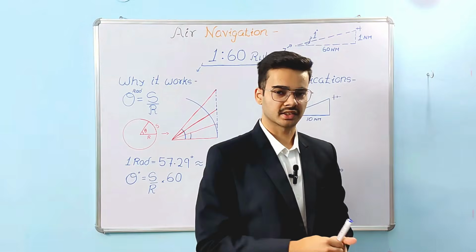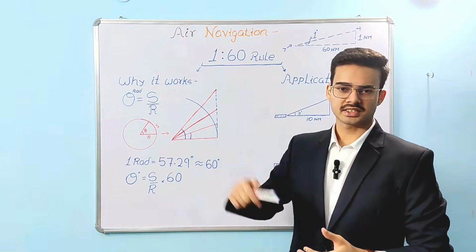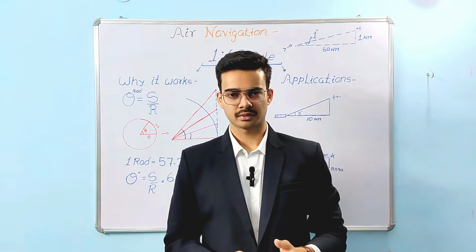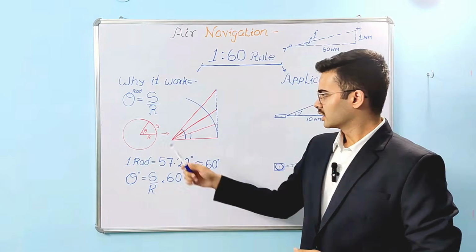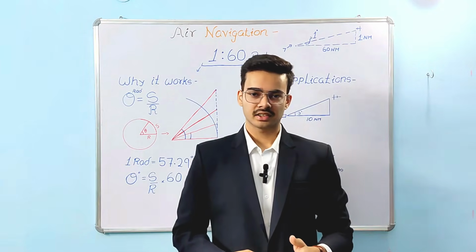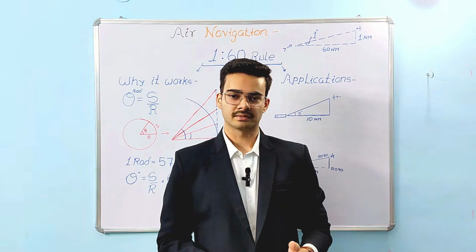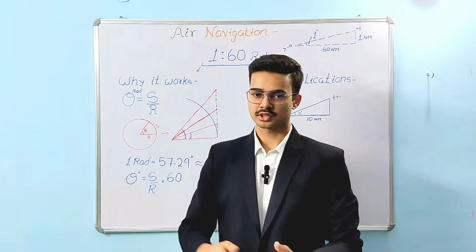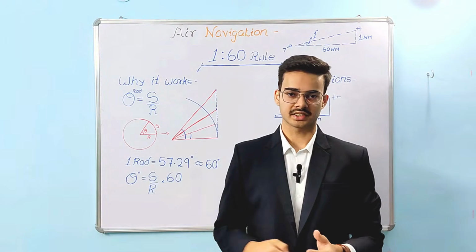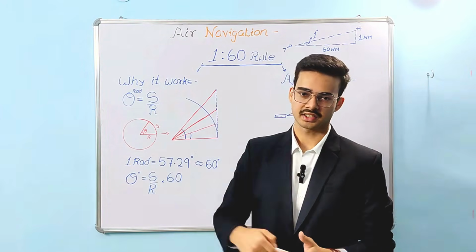But why does this work? Why it's 60, not 70, not 80? Why so? So let's see. This formula, theta is equal to S by R, and theta is in radians. Please make sure of that. It's not degrees. It will be wrong if we write here degrees.